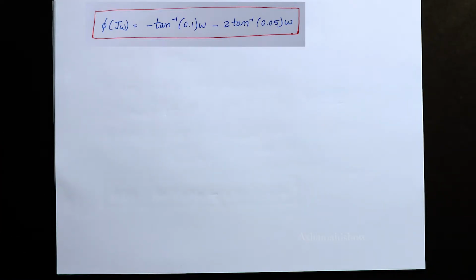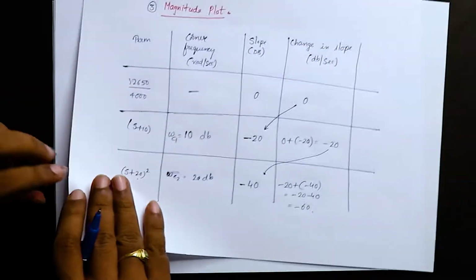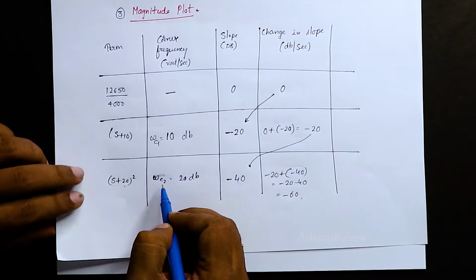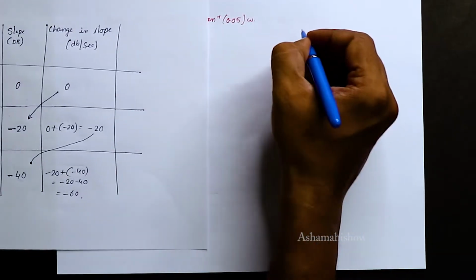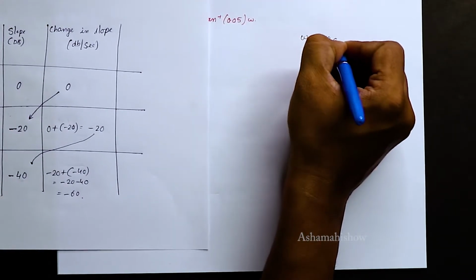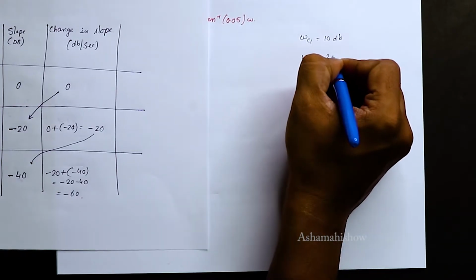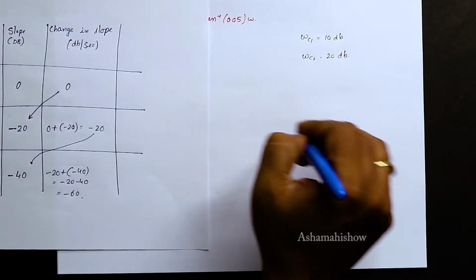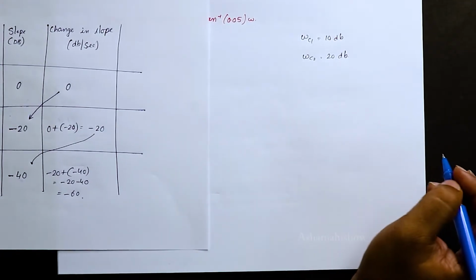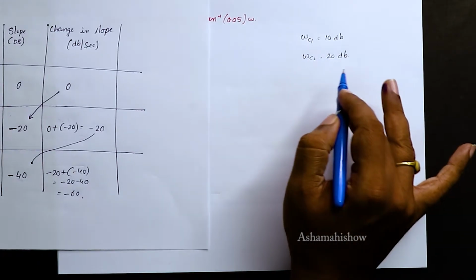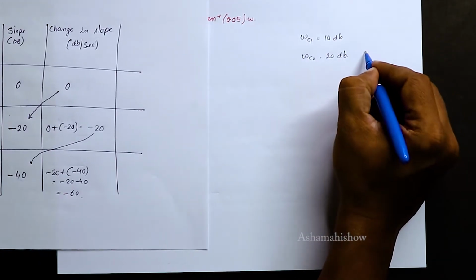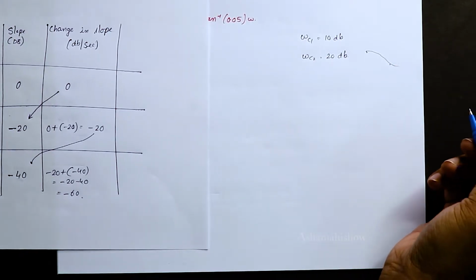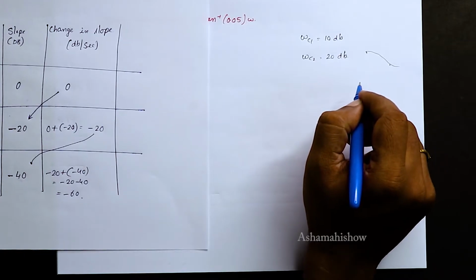From our corner frequencies, which we took in the magnitude plot, we have got two corner frequencies, omega c1 and omega c2. Omega c1 is equal to 10 and omega c2 is equal to 20. With these two values we cannot draw an entire phase plot, because in a phase plot we will be keeping points like in a normal graph. We have to take different points. With only two points we cannot draw a graph. So what I'll do is take more values.